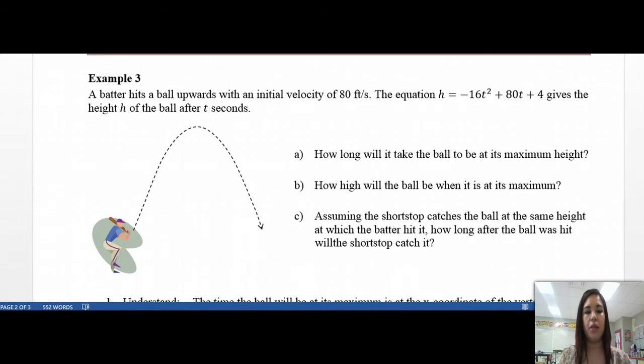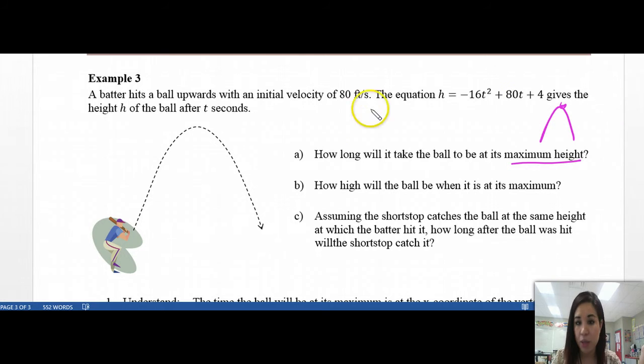Okay, so let's take a look at example 3. In example 3, we have an equation, negative 16t squared plus 80t plus 4. So there's our equation. How long will it take the ball to be at its maximum height? So basically, if it's asking for maximum height, what it's asking for is the vertex. They want to know what the vertex is. Okay, and we have a formula for that. Our formula is x equals negative b over 2a.